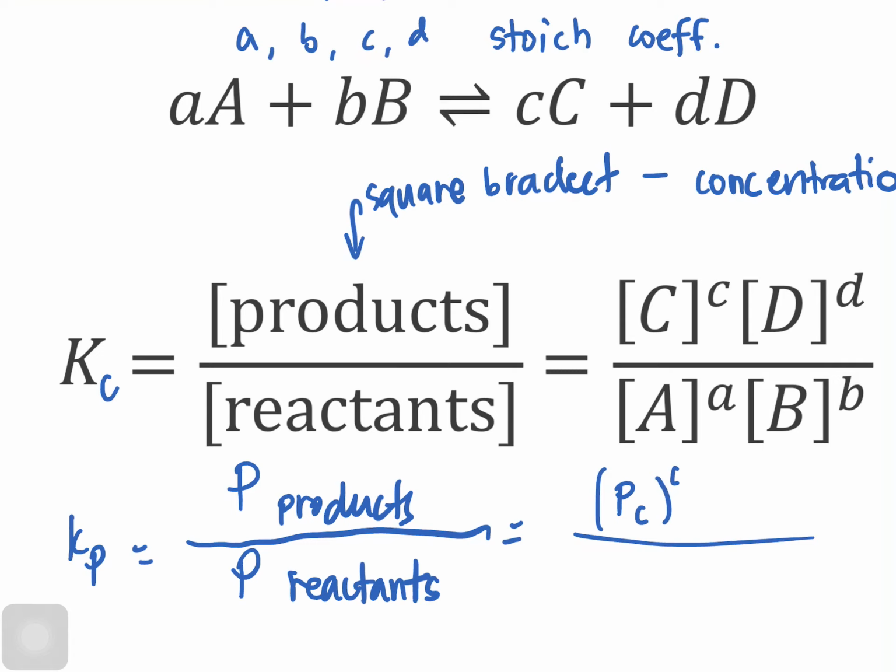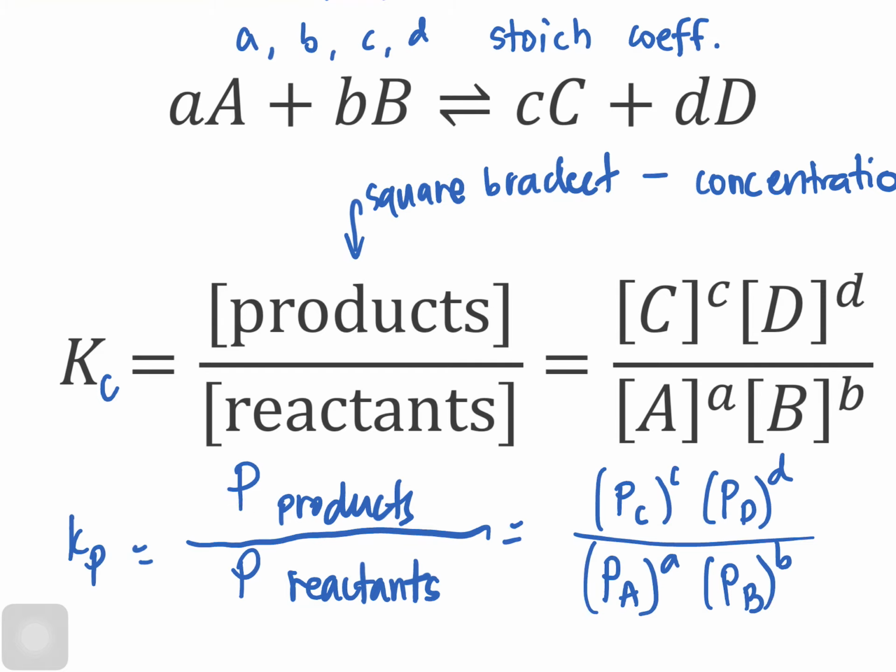So to write the Kp expression for that reaction, that is just the pressure of substance C raised to the stoichiometric coefficient, pressure of substance D raised to the coefficient, all over the pressure of substance A raised to a times the pressure of substance B raised to b. So they are similar. What only changes is that for Kc we use square brackets, and for Kp we use this letter P.